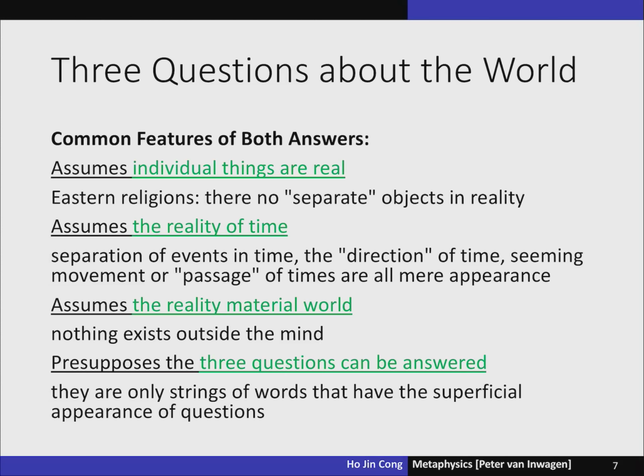Thirdly, both answers assume the reality of the material world, whereas some philosophers also argue that nothing exists outside of our mind. And most importantly, both answers presuppose the three questions can be answered. In fact, some philosophers would argue that they are just strings of words that have the superficial appearance of questions and actually can't be answered.